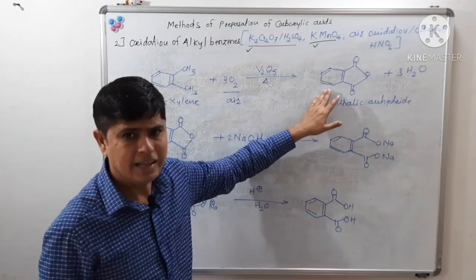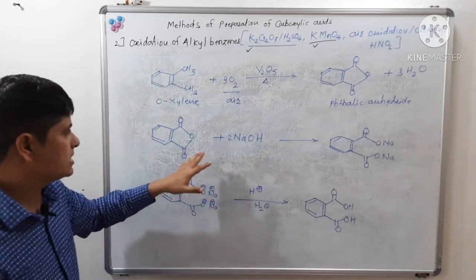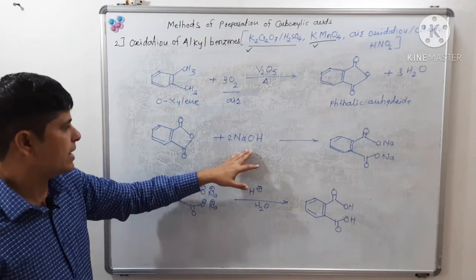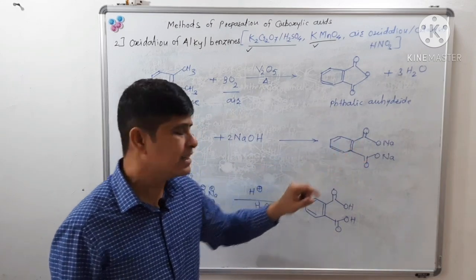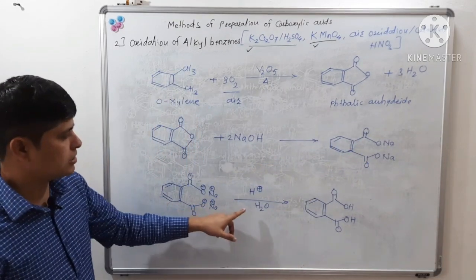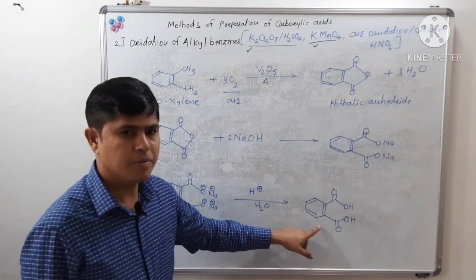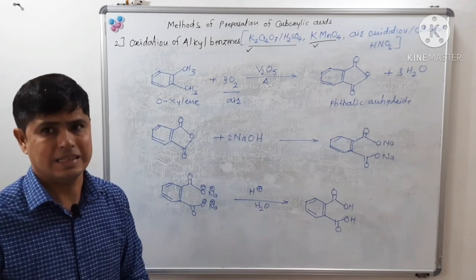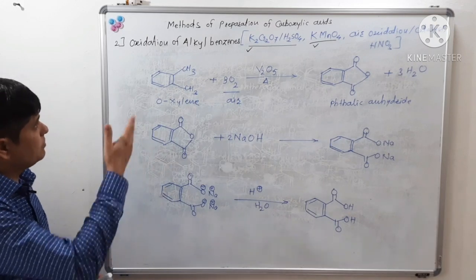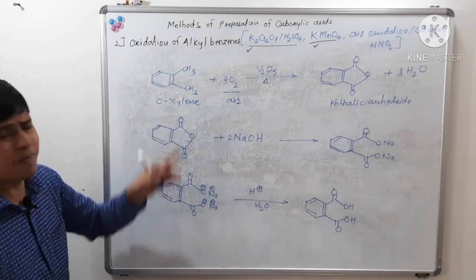Phthalic anhydride. This phthalic anhydride, in the next step, is on reaction with what? Sodium hydroxide. There will be a formation of what? Sodium phthalate, and that sodium phthalate is on reaction with what? Dilute HCl. There will be a formation of the corresponding carboxylic acid, that is phthalic acid. Okay, so this is the oxidation of alkyl benzene.